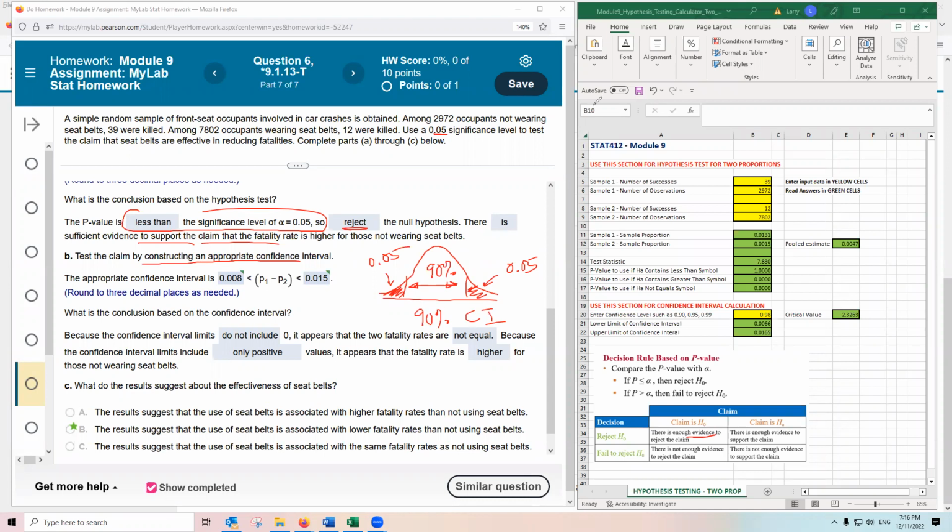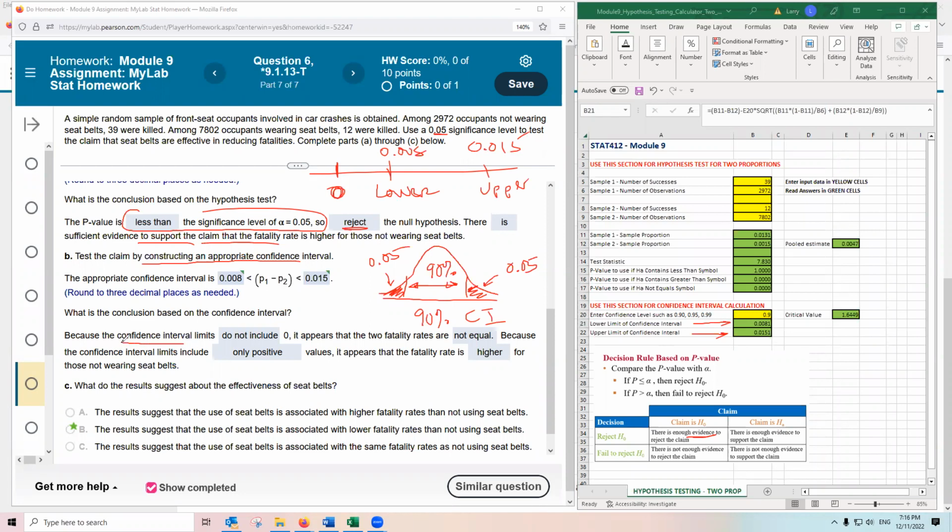All right, well, let me go ahead and enter 0.90 here in the confidence level. And it looks like I'm coming up with the lower bound of 0.008 and the upper bound is 0.015. Well, if I think about that on a number line, the lower bound is 0.008 and the upper bound is 0.015. Well, this does not include 0, right? 0 would be back here.